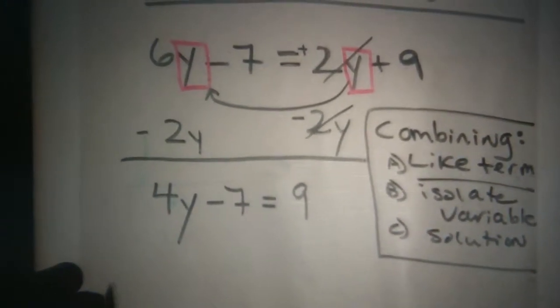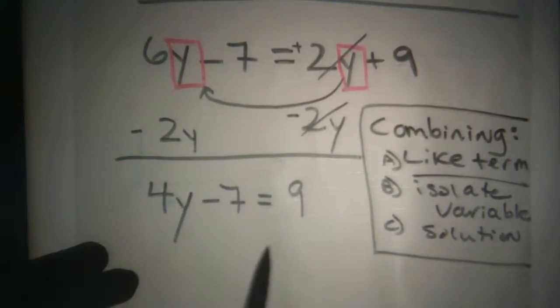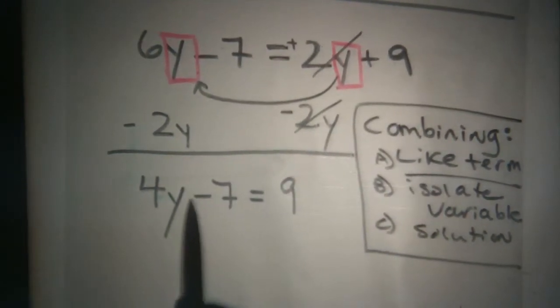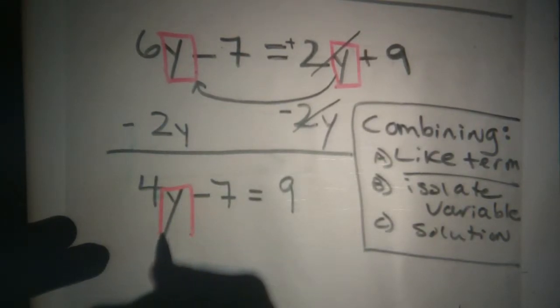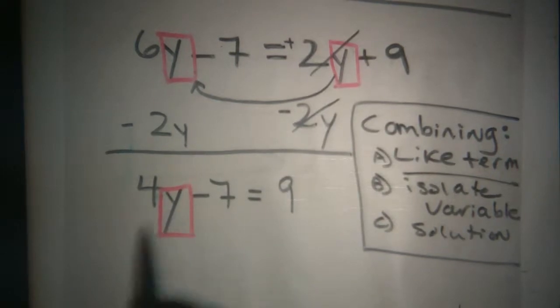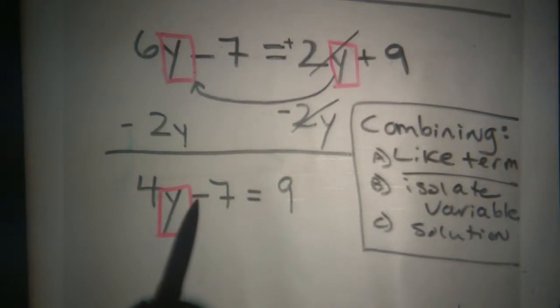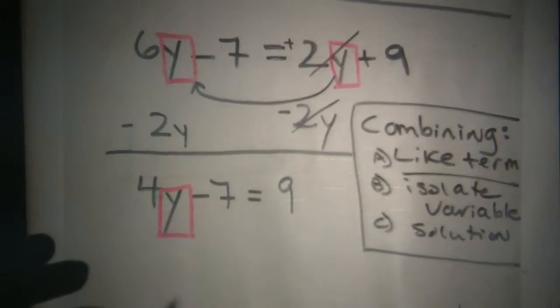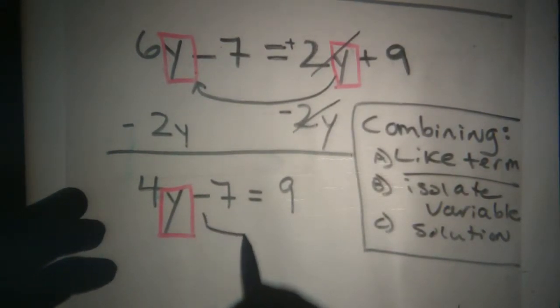Alright, so now I have a constant here and one here. Now I want to keep my y on this side. I'm isolating my y on this side. So let's get that negative 7 out of this neighborhood. He's in y's neighborhood and y says, get on the other side of the fence. Alright then, 7 says, I will go over to my friend 9.